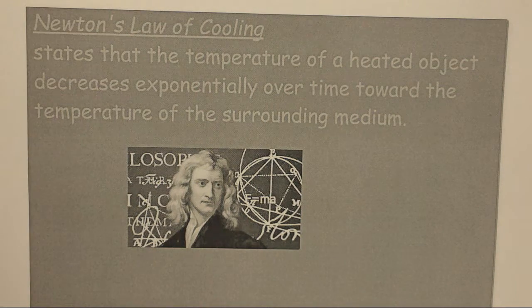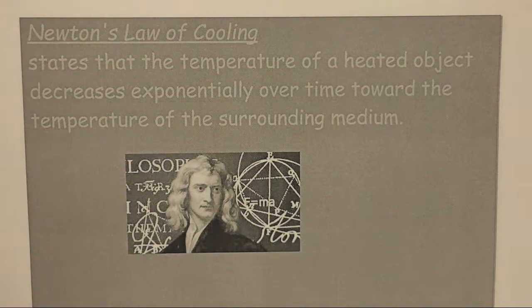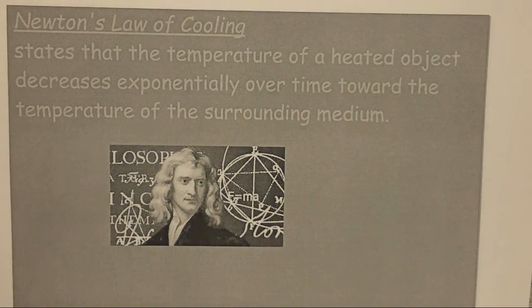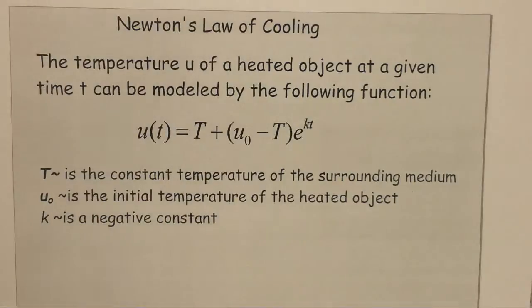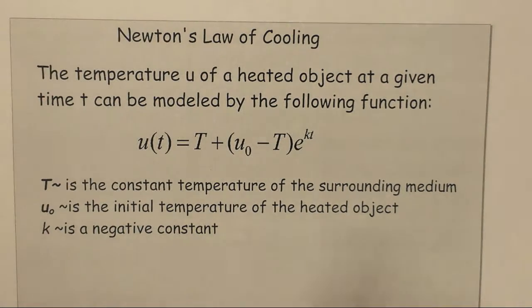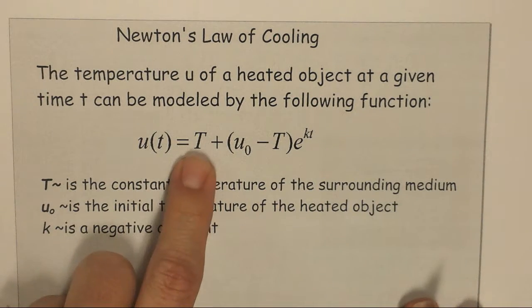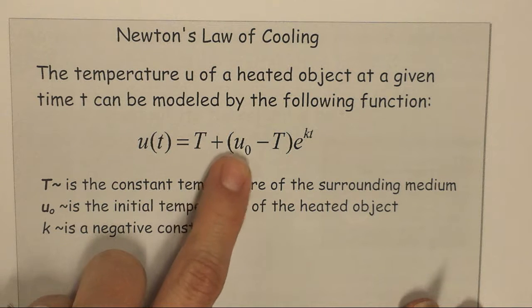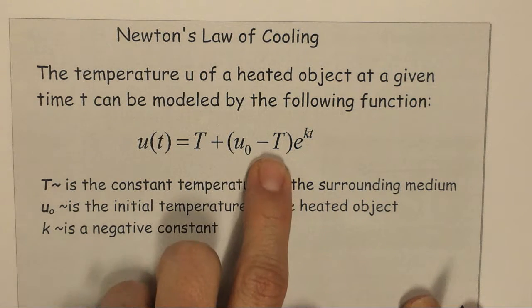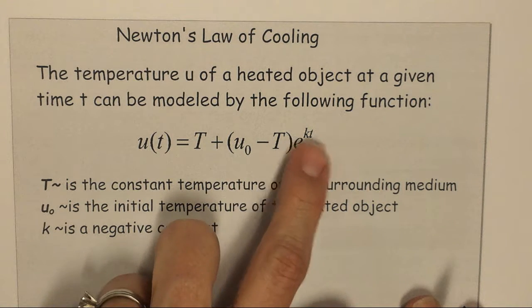Today we're going to discuss Newton's law of cooling. Newton's law of cooling states the temperature of a heated object decreases exponentially over time toward the temperature of the surrounding medium. And the formula that represents that is U(t) equals capital T plus U sub 0 minus capital T times e to the kt.